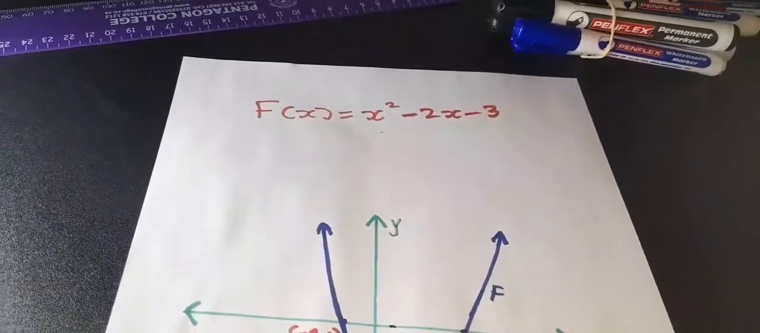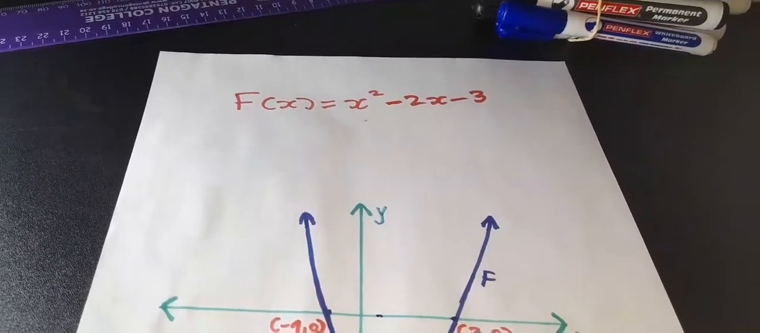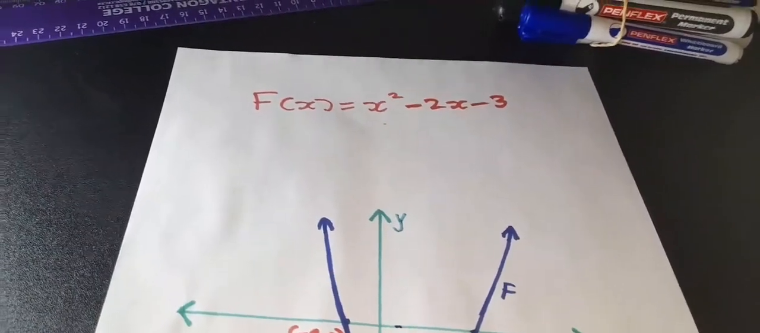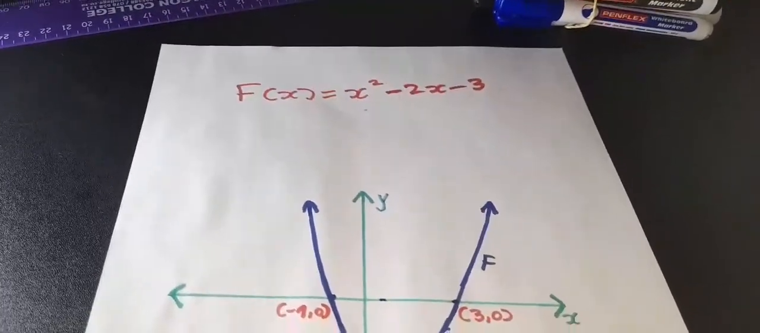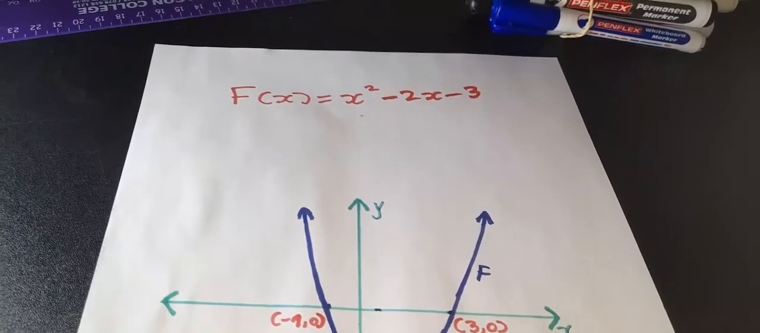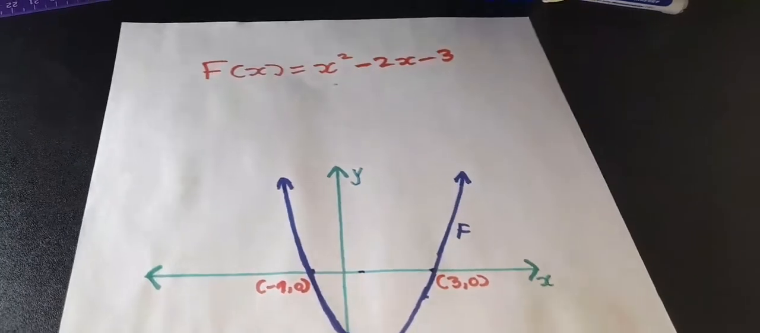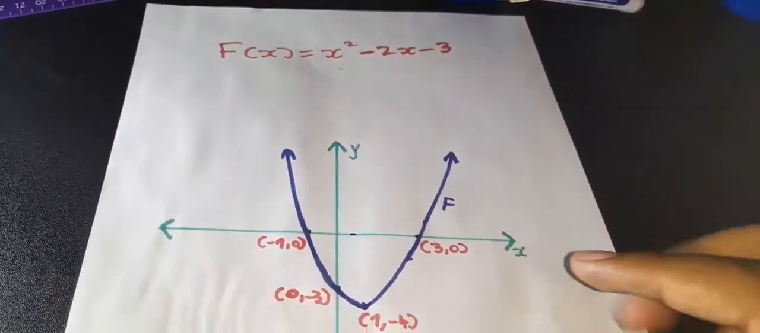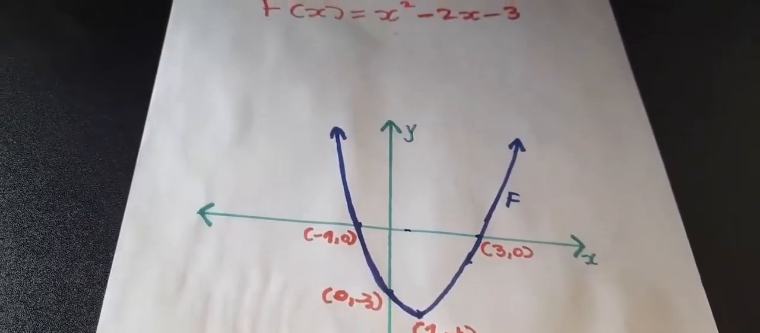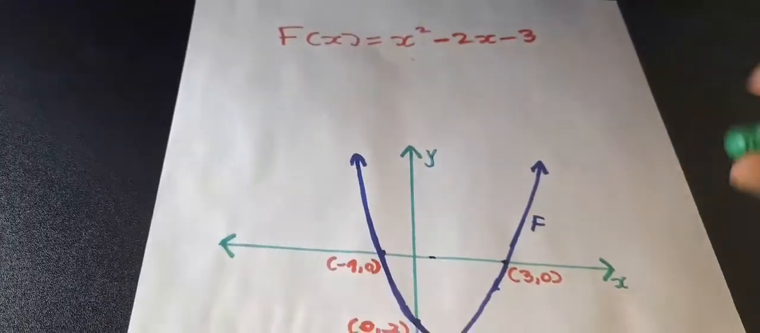Good day again. Like I promised you, I chose a parabola to demonstrate how the transformations work. We have f(x) = x² − 2x − 3. I have drawn this graph here. To draw this graph, you need the x-intercepts, the turning point, and the y-intercept. In the previous videos, I showed you how to do that. So let's get straight into it.